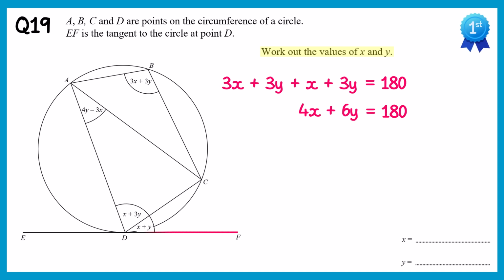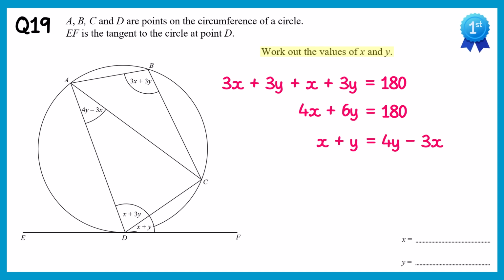Next, we're going to look at the tangent at the bottom and the chord CD. They form an angle which has size x plus y. Due to the alternate segment theorem, this angle x plus y must be equal to the angle that the chord CD subtends at the circumference in the opposite segment. That would be this angle here. So we know that the angle here, x plus y, must be the same as this angle here, 4y minus 3x. So let's write that down. x plus y is equal to 4y minus 3x.